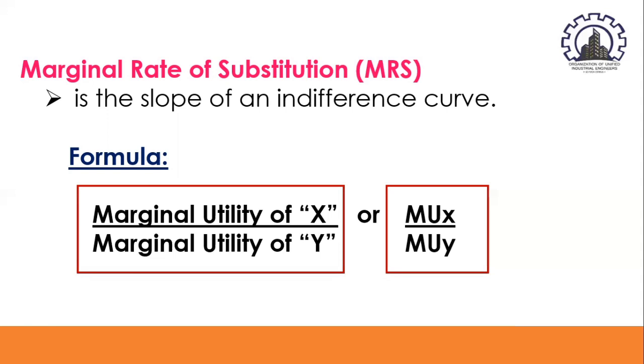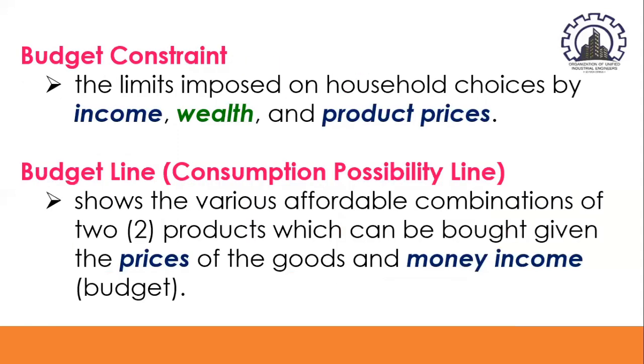And budget constraint refers to the limits imposed on household choices by income, wealth, and product prices. A budget line shows various affordable combinations of two products which can be bought given the prices of the goods and money income, or your budget. A budget line, or consumption possibility line, indicates the various combinations of two products which can be purchased by the consumer with his income, given the prices of the products.